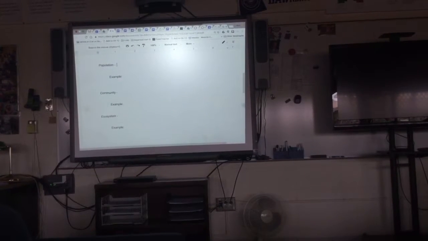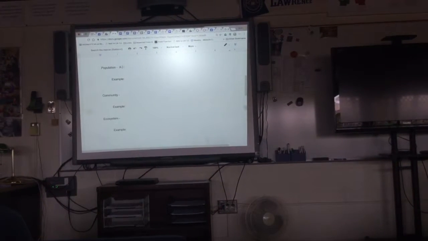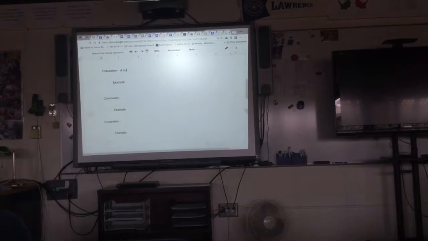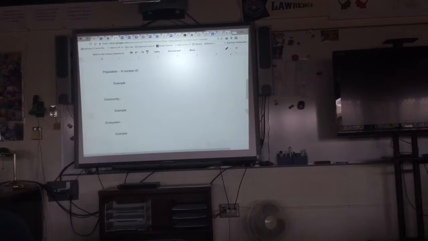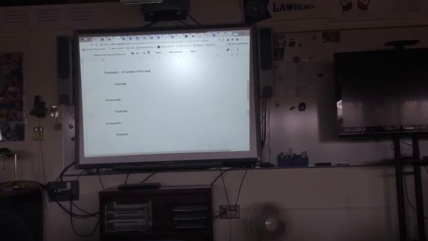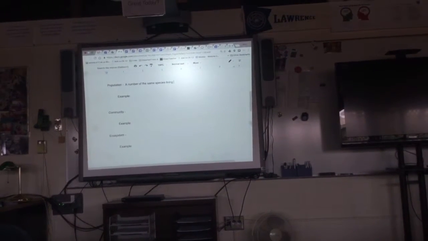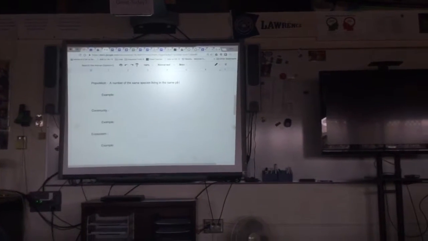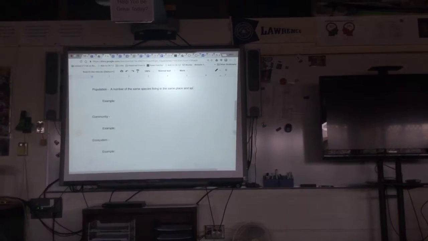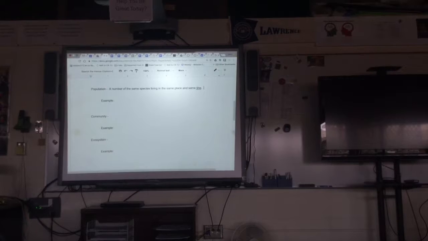Population is a number, and now this is where you guys are going to have to bear with me, number of the same species living in the same place and same time. Okay?